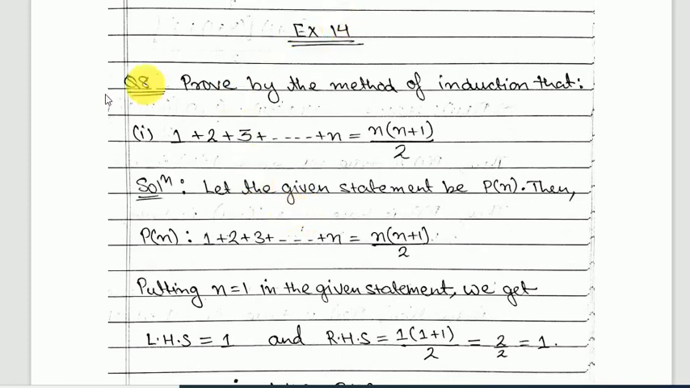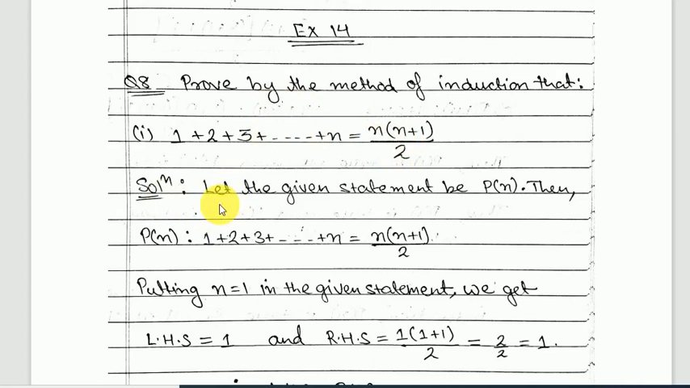Now let us see the exercise. Exercise 14, question number 8. Prove by the method of induction that, number 1, 1 plus 2 plus 3 plus so on plus n is equal to n into (n plus 1) upon 2. So this is the given statement. Now we are supposed to show that this is true for each and every natural number. So let us see the solution.